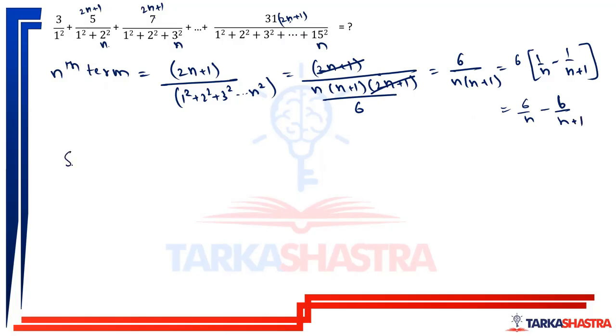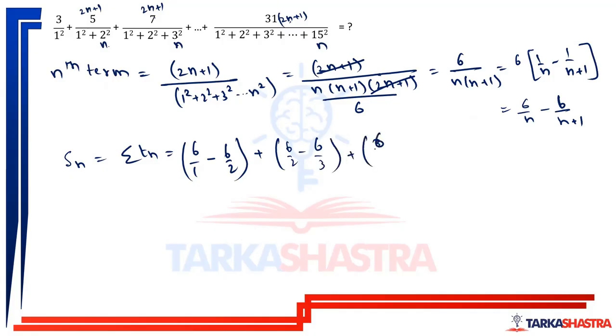Now sum of n terms is nothing but summation of Tn. So what will the first term be? 6 by 1 minus 6 by 2. What will the second term be? 6 by 2 minus 6 by 3. Third term will be 6 by 3 minus 6 by 4. Up to how many terms are there? There are 15 terms. So we have 6 by 15 minus 6 by 16. This will be the last term.